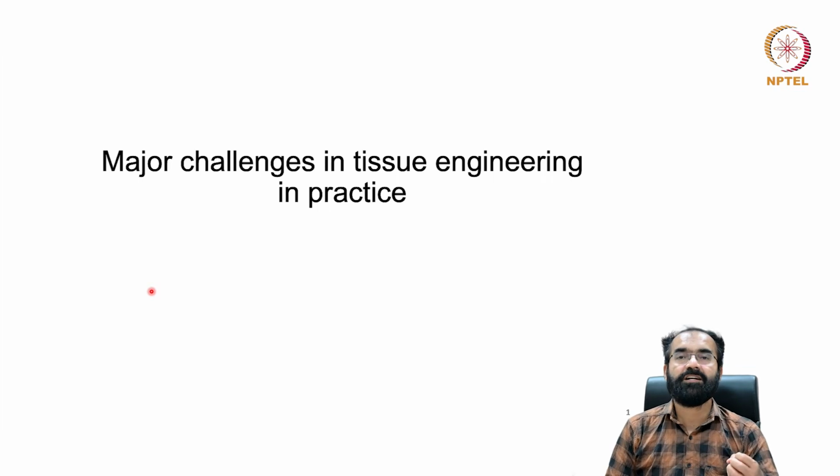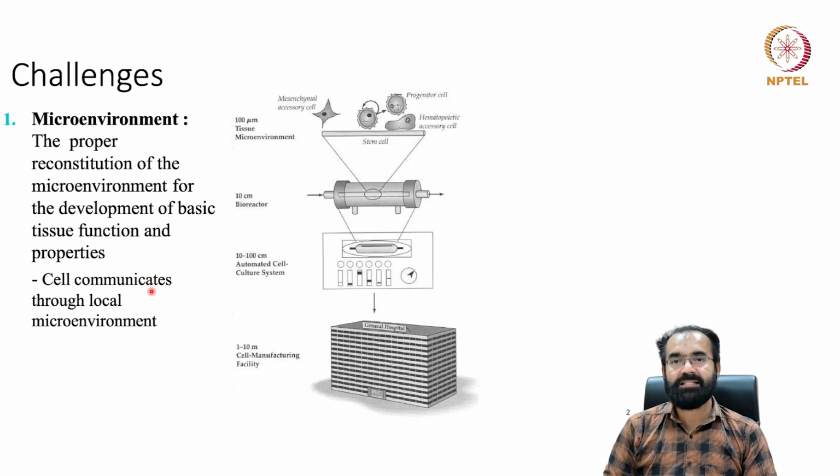So tissue engineering also is something like that. So let us see some of the challenges. One, this is basically a picture that is showing how the tissue engineering setup is arranged. So one immediate point to remember is the microenvironment. The proper reconstitution of the microenvironment for the development of the basic tissue function and properties is an important point to consider.